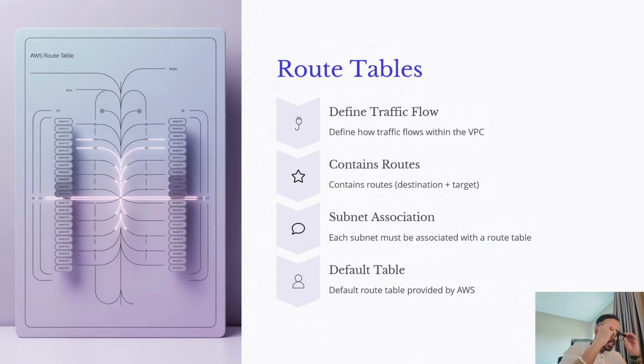Try to understand it this way. For example, suppose I have created my VPC. Now within my VPC, I have three sections.